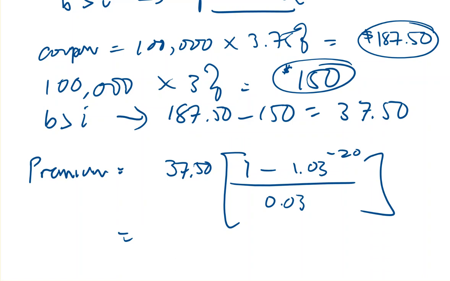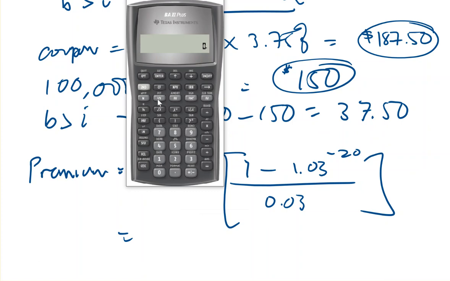All right, so let's bring the calculator up. So I'm going to compute this. This is going to be 1.03 exponent 20, negative, equals, change the sign to a negative, add 1. If you do it this way, you don't have to worry about the brackets, divided by 0.03, and that is 14.87, right? And then I need to times that by 37.50, and that's 557.91.